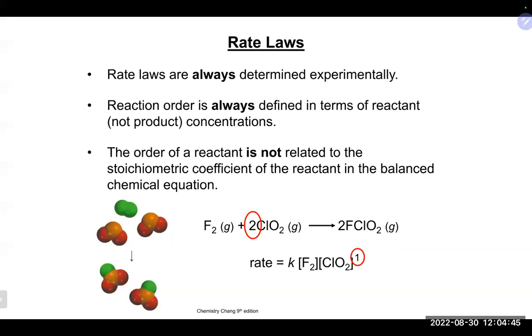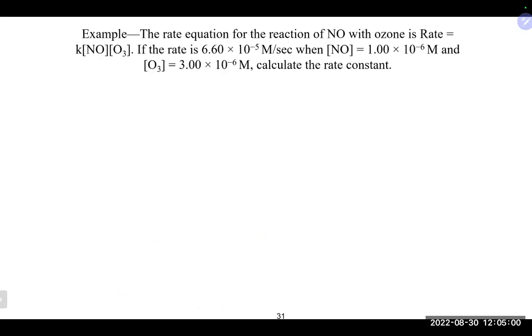Reaction order is always determined in terms of reactants, so no products in rate laws. And again, the order of each reactant is not really the coefficient, although in some cases it may end up being the same number, but it's not how you get it.